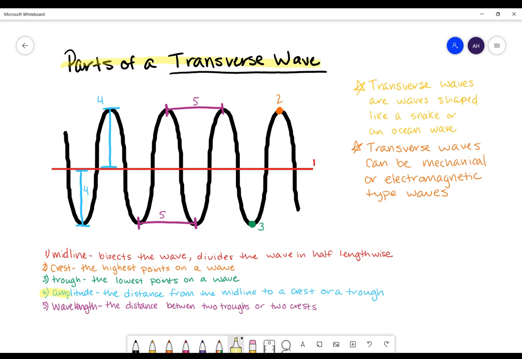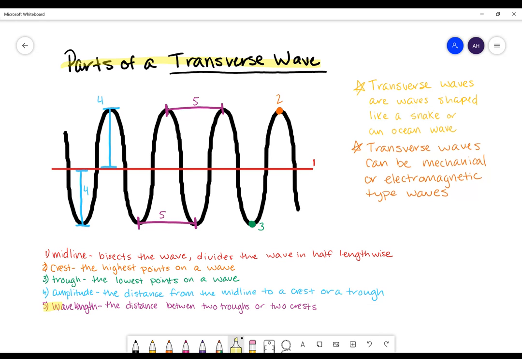The next part is the amplitude. The amplitude is the distance from the midline to a crest or to a trough. On your diagram, I have actually labeled this one twice since there are two ways we can measure it. You could also measure it here or here or here. Just like the other parts of the wave we've already talked about, there are multiple places to measure the amplitude.